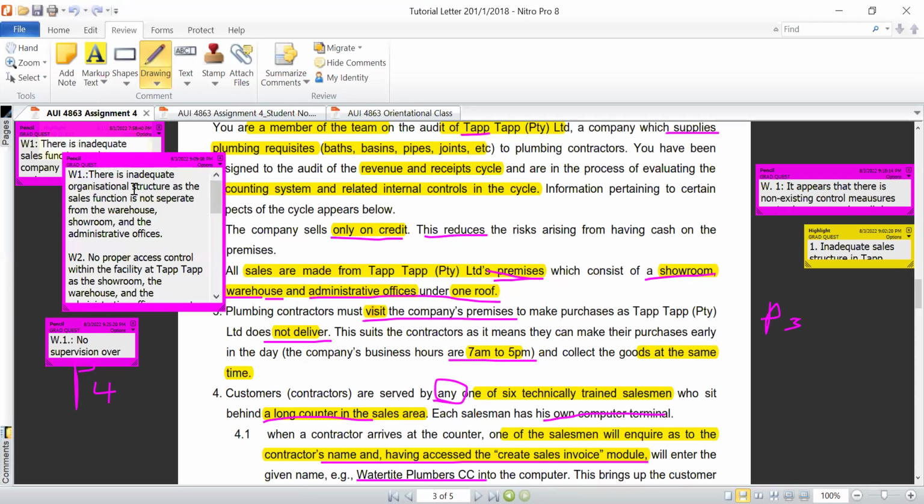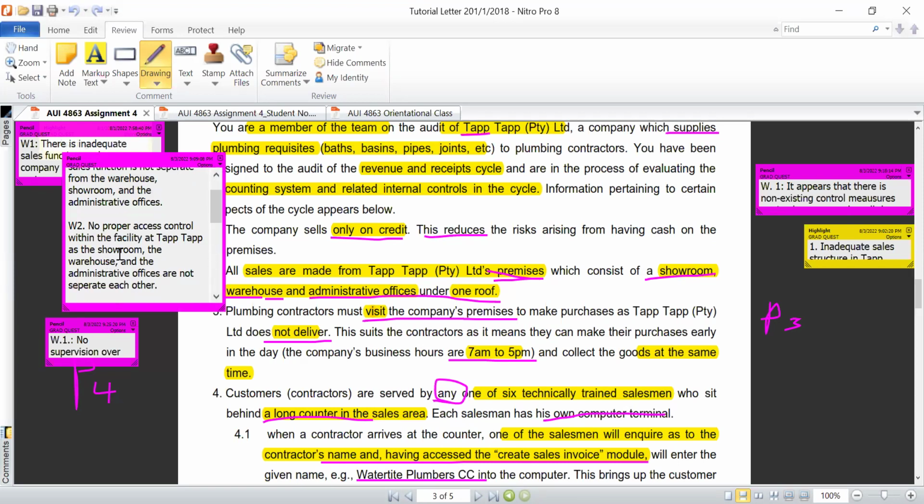Let me show it to you. There is inadequate organizational structure. Why? As the sales function is not separate from the warehouse function. It's not separate from the showroom. It's not separate from the administrative offices. If you go to your blueprint, the revenue and receipt cycle itself, which I'm going to teach you anyway as a part of a recap, one of the things you notice is that they will tell you that the sales function should be separate from the warehouse, should be separate from any other department. It has to be independent, especially independent of the warehouse. But now if all of these things are under one roof, we have a problem.